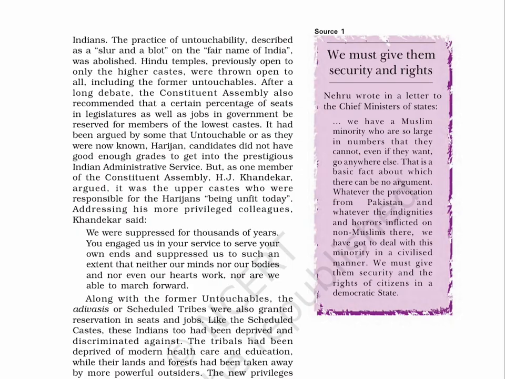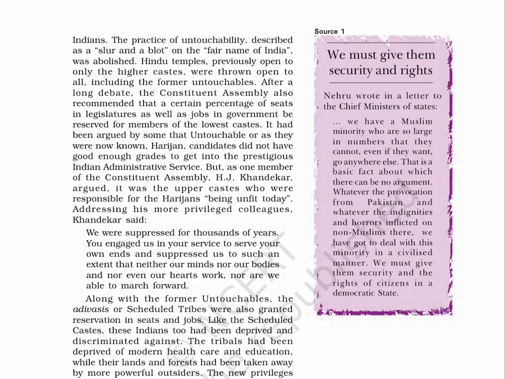After a long debate, the Constituent Assembly also recommended that a certain percentage of seats in legislatures as well as jobs in government be reserved for members of the lowest castes. It had been argued by some that untouchables, or as they were now known, Harijan candidates, did not have good enough grades to get into the prestigious Indian Administrative Service.